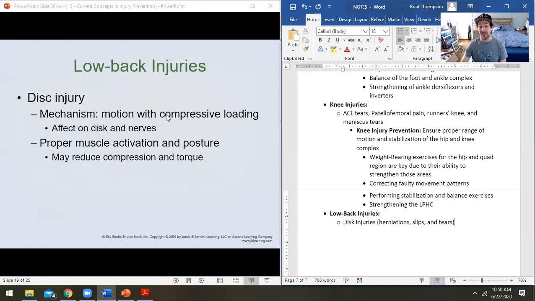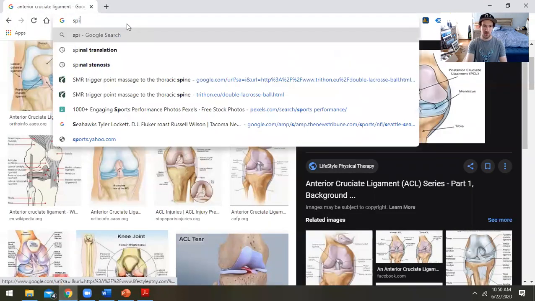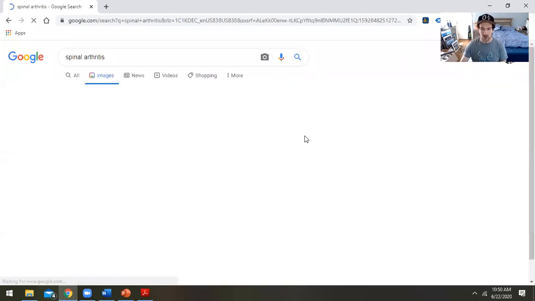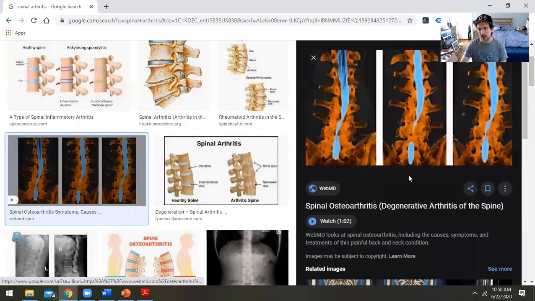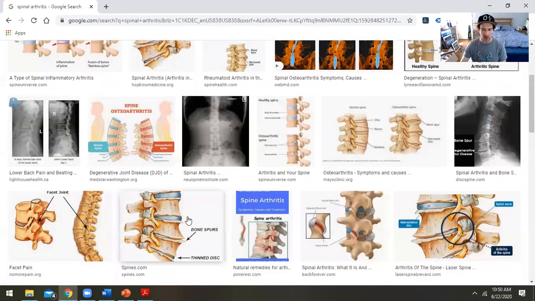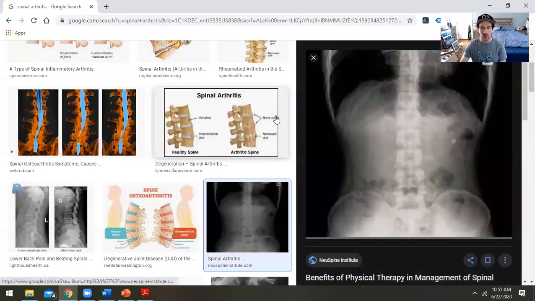Usually what happens is excessive compression of the spine. I'll show you spinal arthritis. When you look at arthritis of the spine on an x-ray, okay, well, that's actually not what I'm looking for, but that is intense. When you look at, oh, there we go.